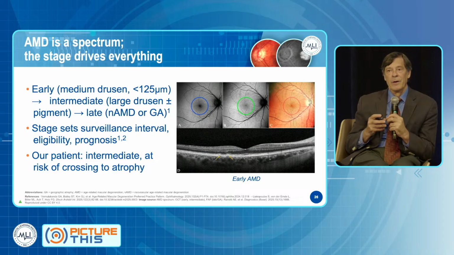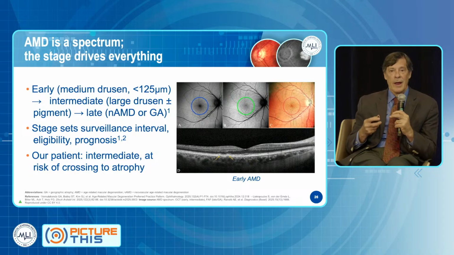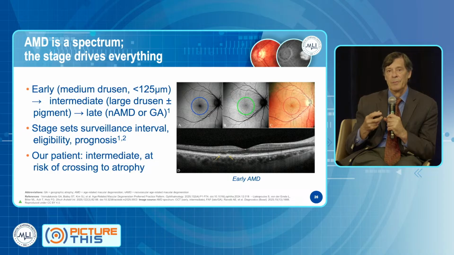And depending on where you are in this continuum, that helps to determine how often you're going to be monitoring the patient, whether they're going to be eligible for a clinical trial, and how they're likely to do in the long run. And so this particular patient that I told you has high risk. He's at intermediate AMD, but is at risk of developing atrophy.